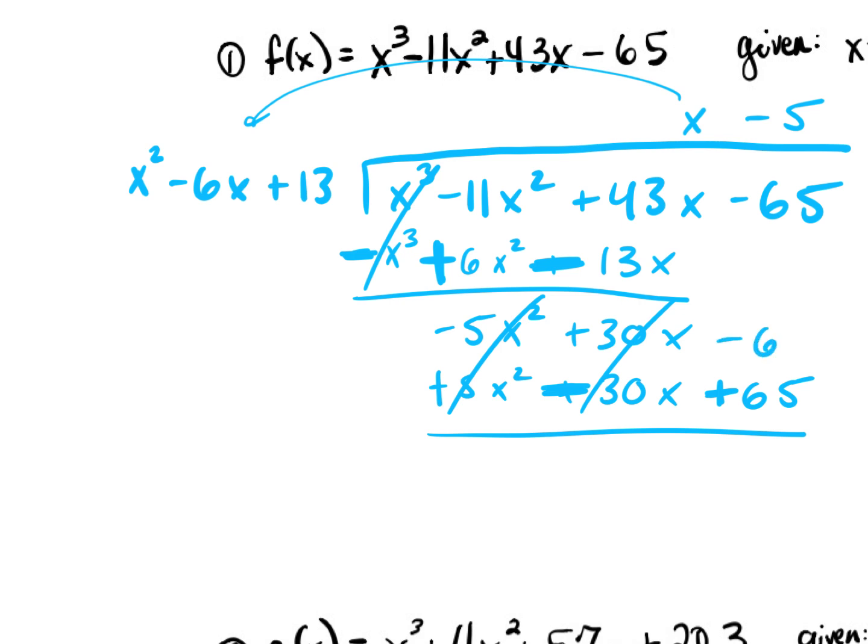Everything cancels. Is that a good thing or a bad thing? Good thing. Everything in this step is supposed to cancel out because what we divided into it was a factor, so it's going to divide in evenly. Your remainder is going to be 0. That was your goal, is to get the remainder to be 0.